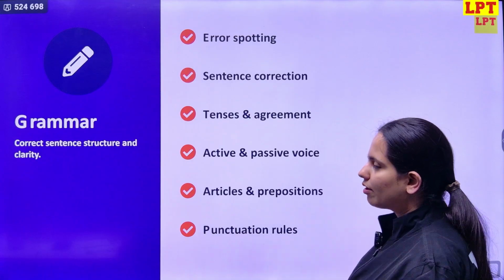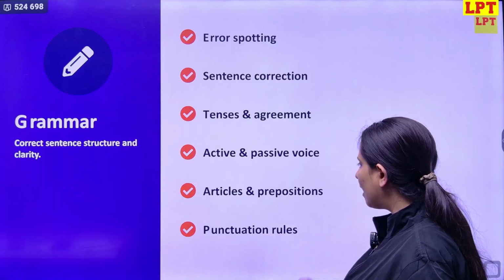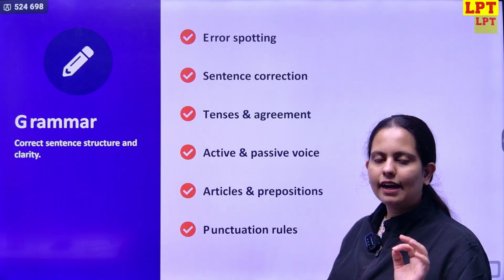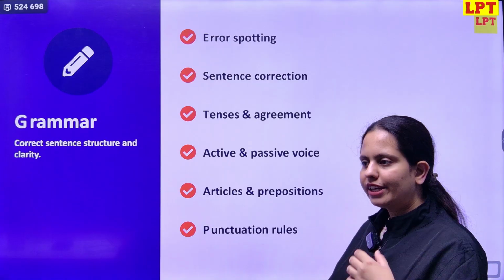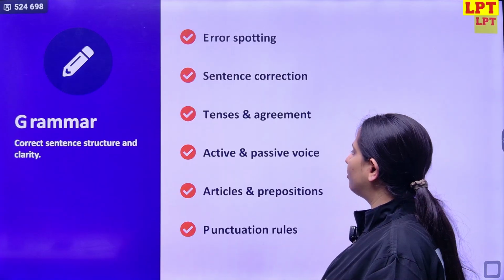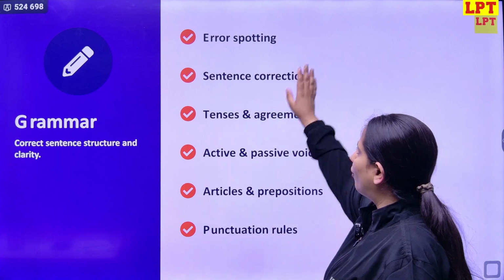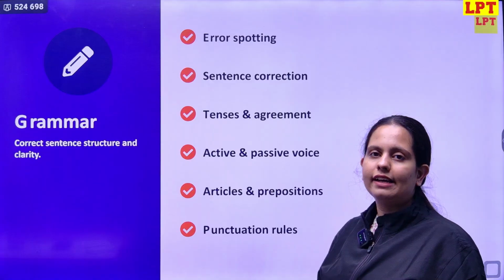So if we talk about the grammar section, we have tenses. Now we can see articles and prepositions over here. That is the part of speech. So here you should have the understanding of parts of speech so that you can have the clear understanding of the agreement part of the sentence or the overall sentence correction and error spotting.